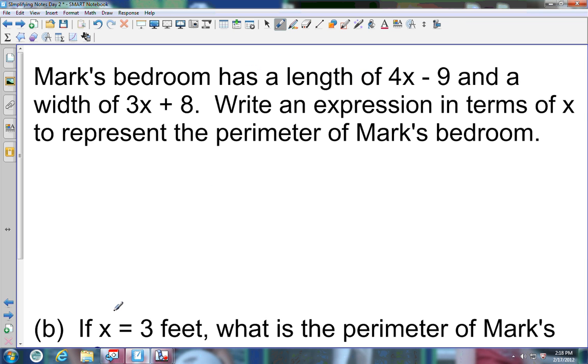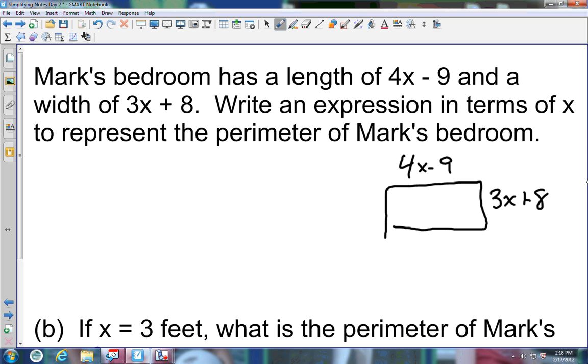Here's the next one. Mark's bedroom has a length of 4x minus 9 and a width of 3x plus 8. Write an expression in terms of x to represent the perimeter of Mark's bedroom. What I would do is draw the picture, draw a rectangle, and it has 4x minus 9 as one of the sides, and the width is 3x plus 8. It wants to know the perimeter.